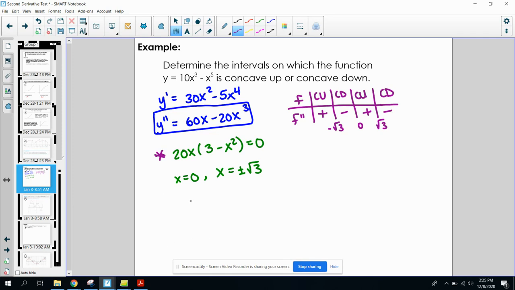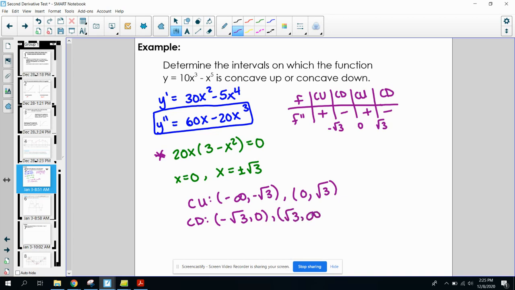So we would say that the intervals, it would be concave up from negative infinity to negative root 3. And then it's also concave up from 0 to root 3. And then it's concave down from negative root 3 to 0. And then it's concave down again from root 3 to infinity. Okay, so you can see that this is very similar to our increasing and decreasing intervals.